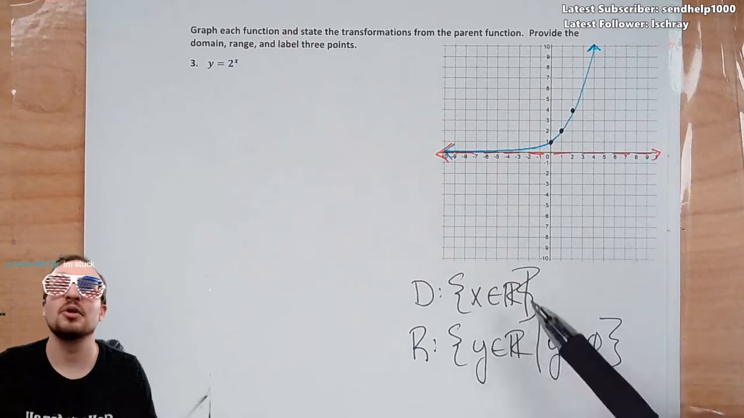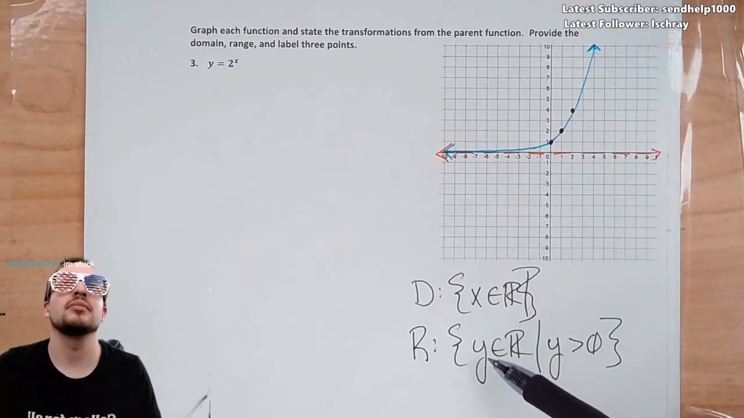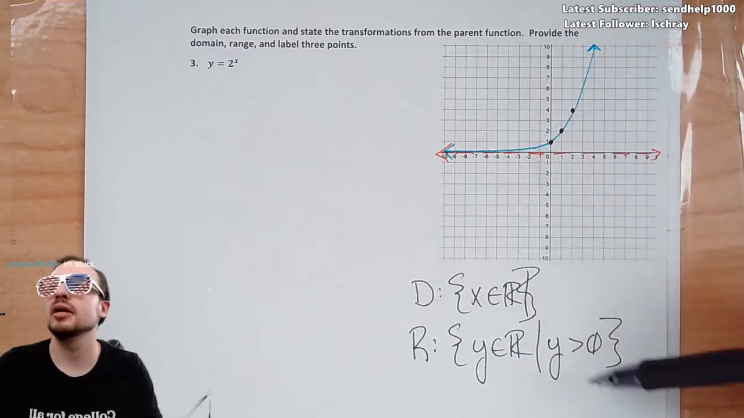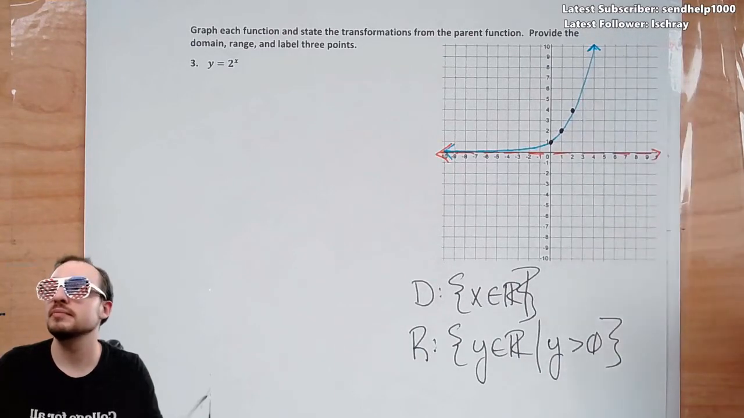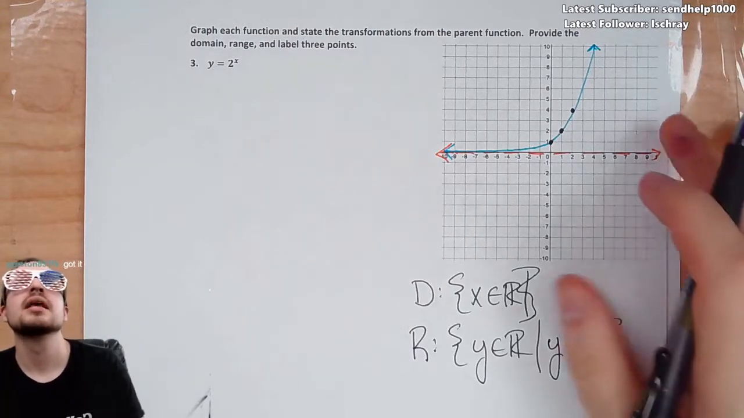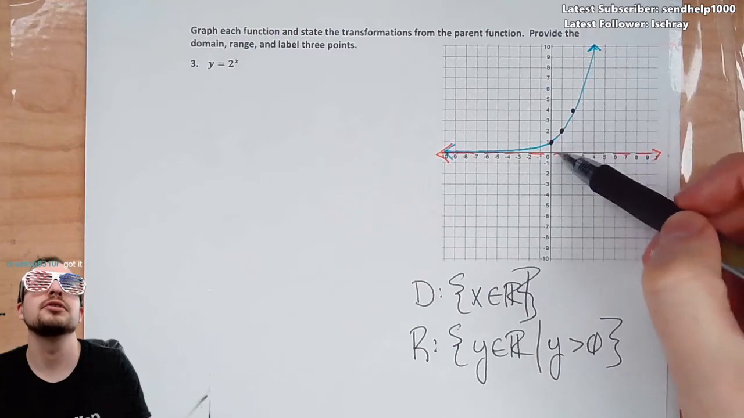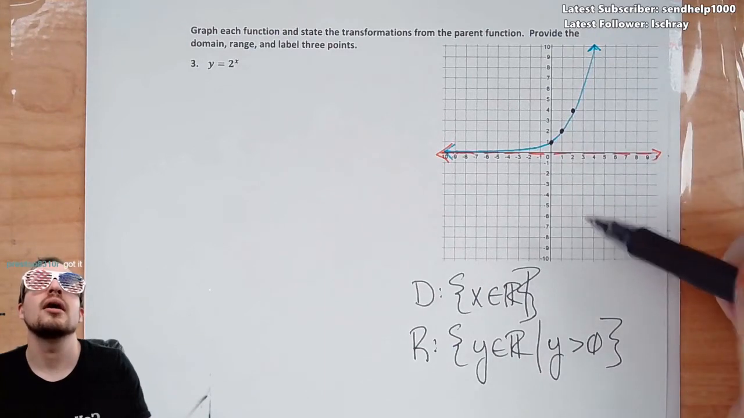Are we good? X can be any number at once, left to right. That's the domain. Y can be any number at once as long as it's bigger than 0. Y is the up and down. Got it. All right, so label 3 points, they're on there. If you want to write them out, go for it: (0, 1), (1, 2), (2, 4). All right, parent function.